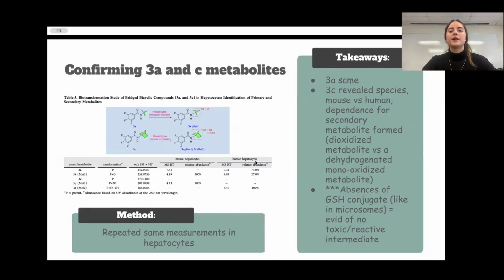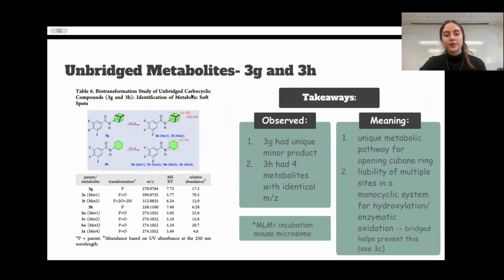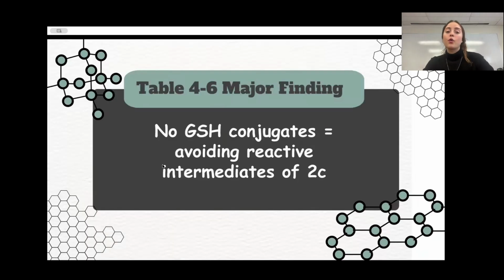They confirmed this by, again, incubating it, now in hepatocytes, which are more complete environments with more enzymes, emulating the metabolism that usually occurs in the body. This still showed that there were no GSH conjugates formed. They also looked at their unbridged analogs and found similarly no GSH conjugates, but they did notice that from their monocyclic system here, there was a greater liability and variance in their final metabolites, as it was more unpredictable, forming four different metabolites in the end. So overall, the major takeaway: we avoided the reactive intermediates originally seen with 2C.